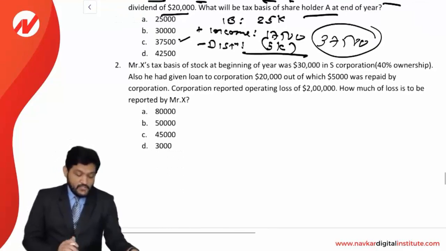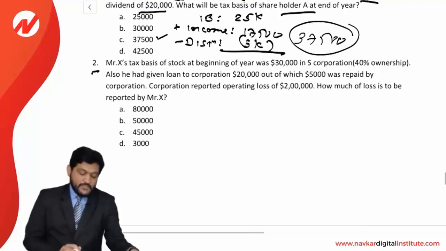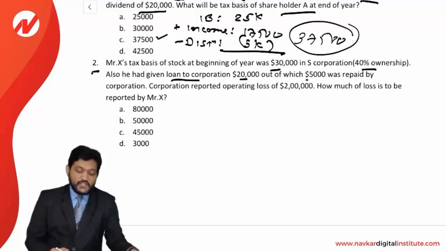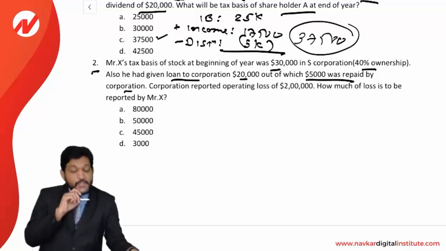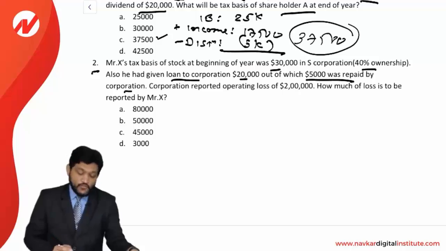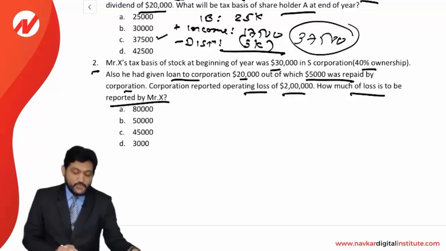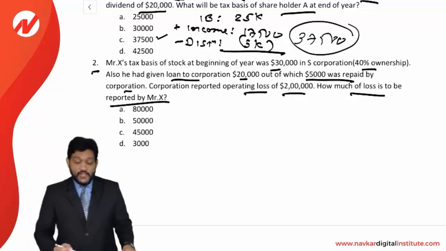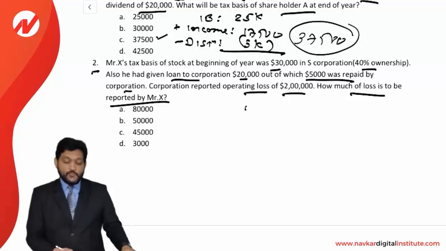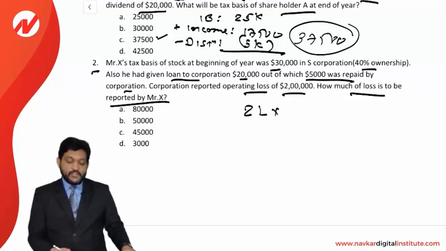Next, question number 2. Mr. X's tax basis of a stock at the beginning of the year was 30,000 in S Corporation, 40% ownership. Also, he had given a loan to the corporation of 20,000, out of which 5,000 was repaid by the corporation. So it means now the loan outstanding is 15,000. The corporation reported an operating loss of 2 lakh. How much of the loss is to be reported by Mr. X?